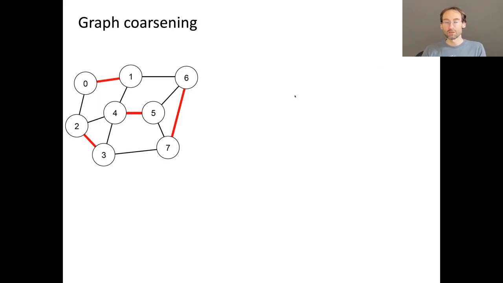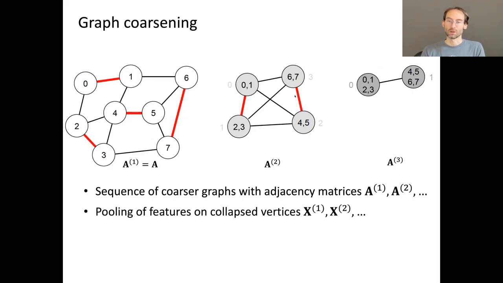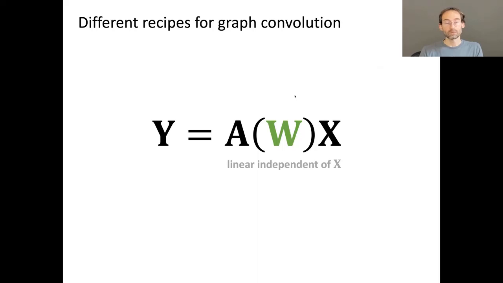So on graphs, we actually have many ways of doing it. It's a way of coarsening the graph. It can be done, for example, by collapsing pairs of nodes and aggregating the features in them. Basically, this way we create a hierarchy of domains and corresponding feature vectors on them. And we can interleave convolutional pooling layers. The special thing in graphs is that we can actually learn the way that we do the pooling.